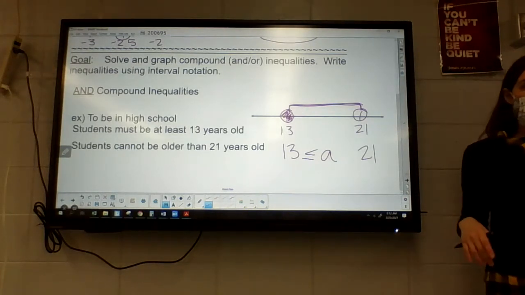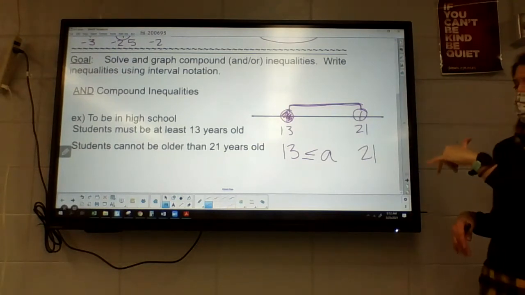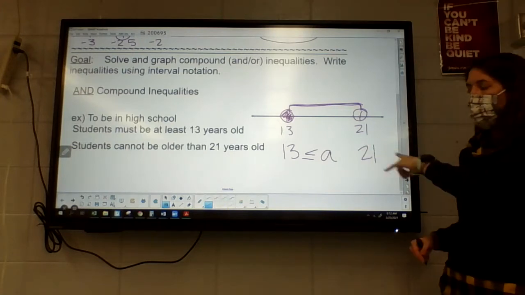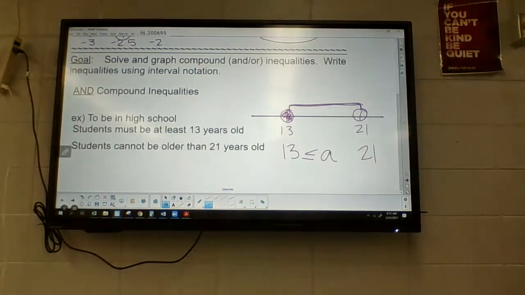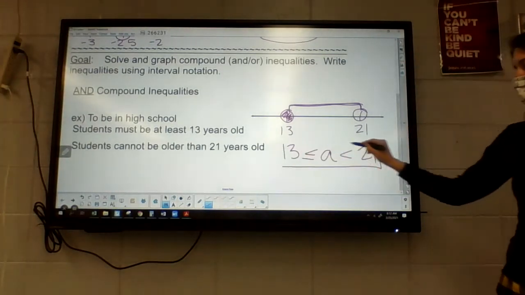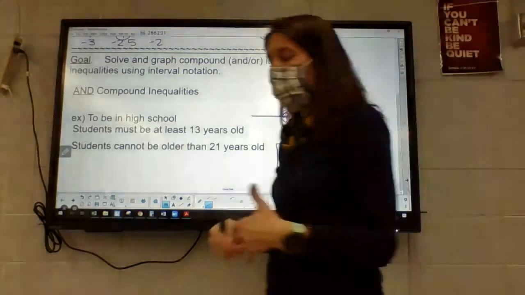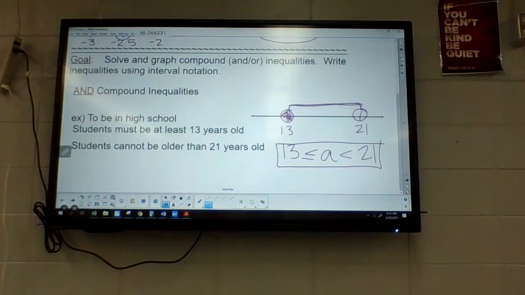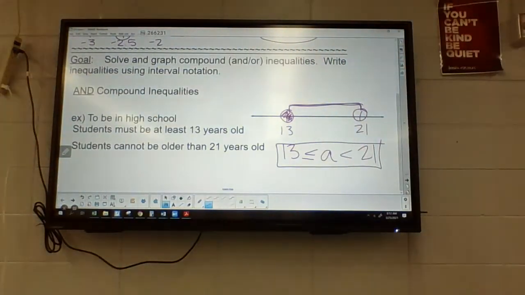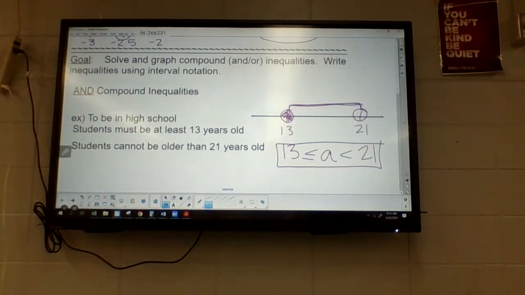However, there's a limit to that. So again, we have to stop at 21. We can't send the students anymore at 21. So what does A need to be compared to 21? Yes, so less than. So this is considered a compound inequality. Both of these things have to happen. You have to be in that range of values. So we're going to talk about how to solve these compound inequalities here today.